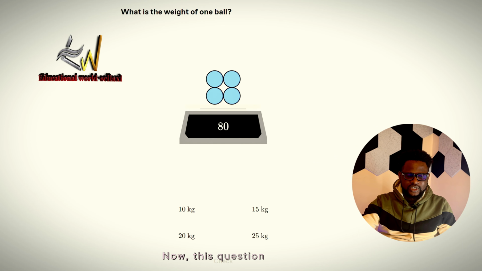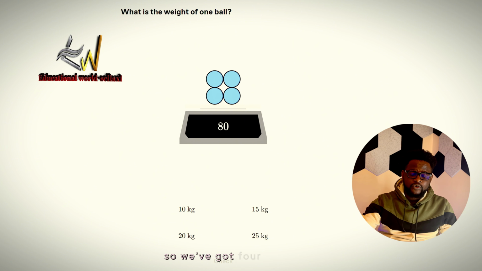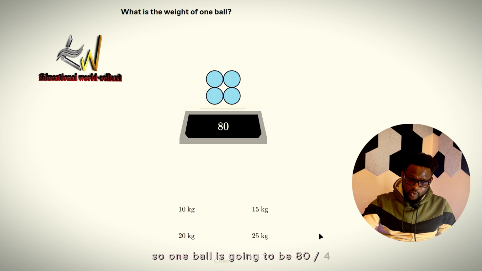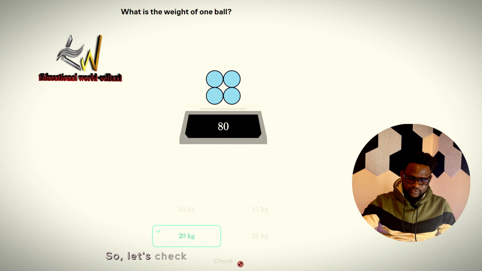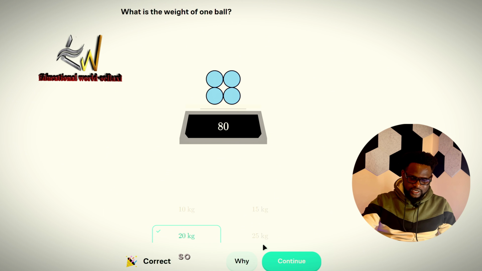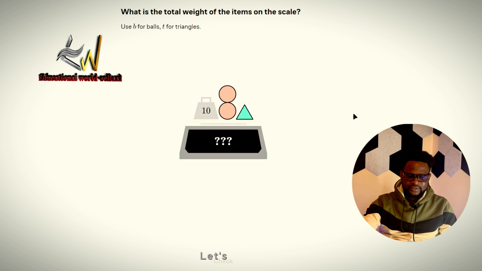Now this question here says, what is the weight of one ball? So we've got 4 balls here with total weight of 80 on a scale. So one ball is going to be 80 divided by 4, and when we do that, it's going to be 20. So let's check for the correctness of the answer. That's correct. Let's continue.